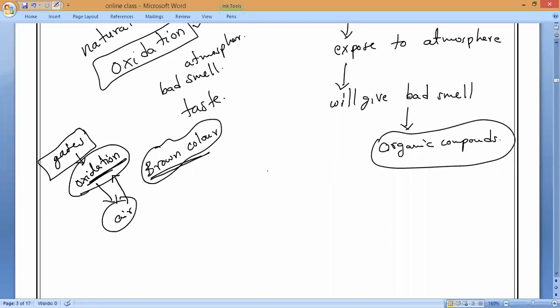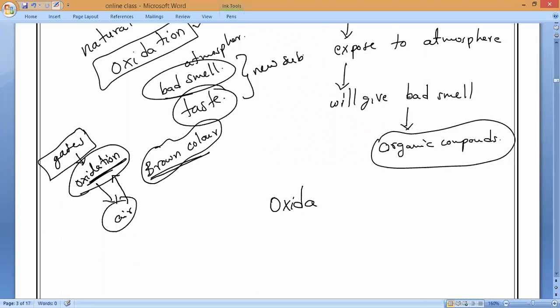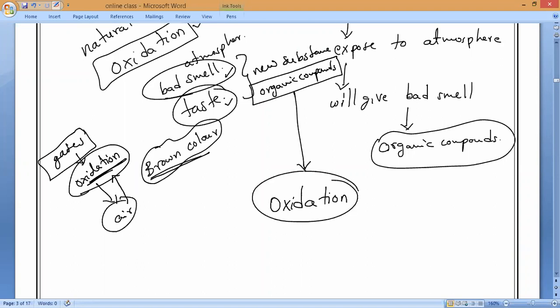So these substances form due to oxidation only. Whether the taste is changing or there is a bad smell, both are caused by the formation of new substances. What are these new substances? They are organic compounds. This formation of organic compounds leads to the bad smell and taste, and it takes place because of the oxidation process, which is happening from the air.